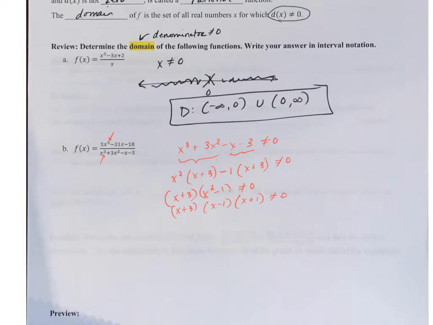Now it's fully factored, which means I can set each of the factors equal to 0 and solve. So x plus 3 cannot equal 0, x minus 1 cannot equal 0, and x plus 1 cannot equal 0. Those are my restrictions, which means x does not equal negative 3. I'm going to subtract 3 from both sides. x does not equal 1. I added 1 to both sides. Subtract 1 from both sides here, so that x does not equal negative 1. So these are my restrictions on the domain.